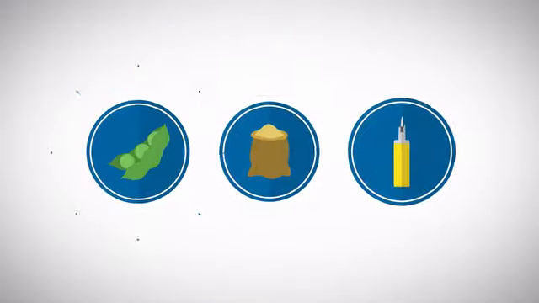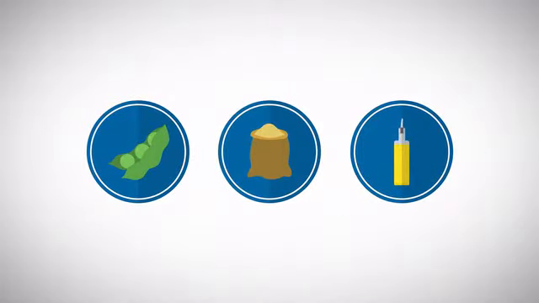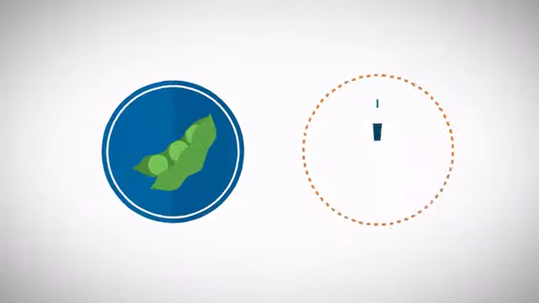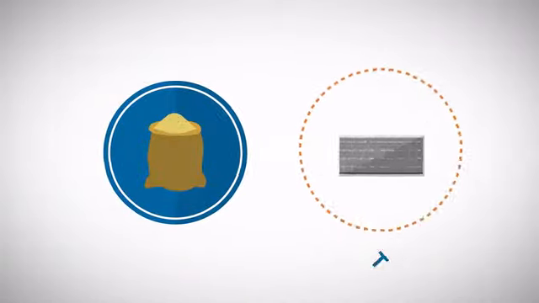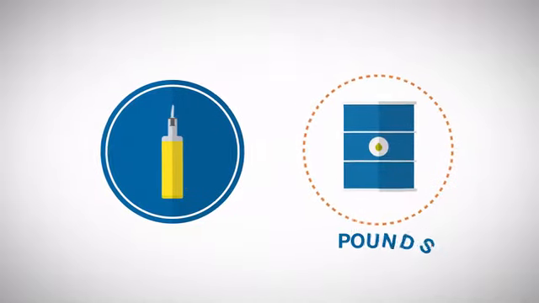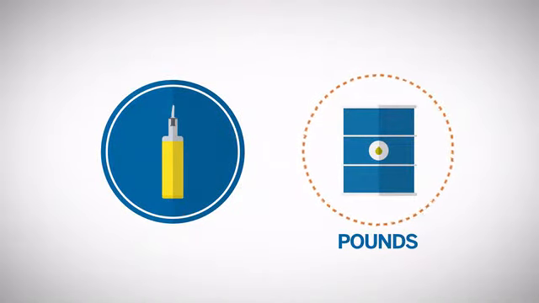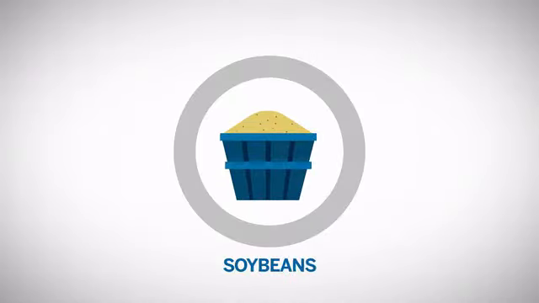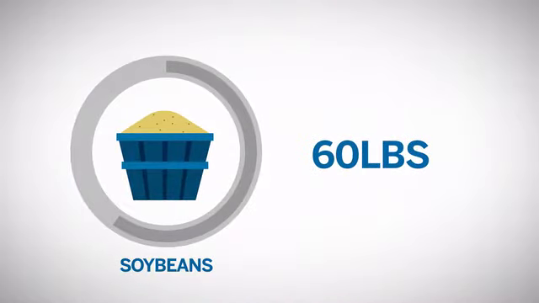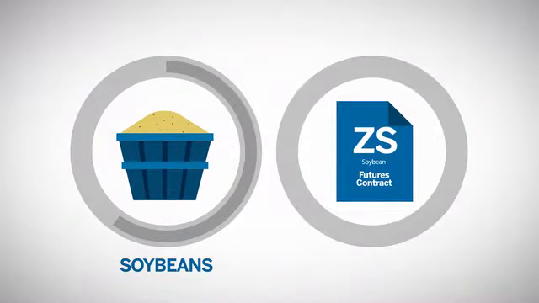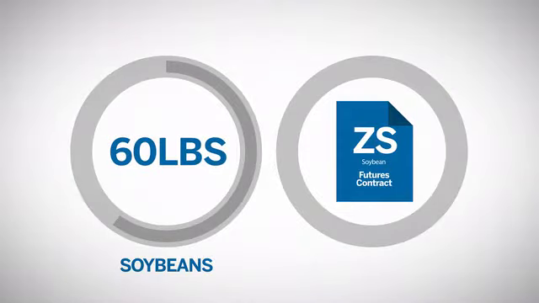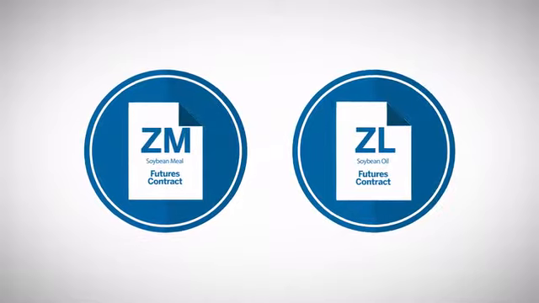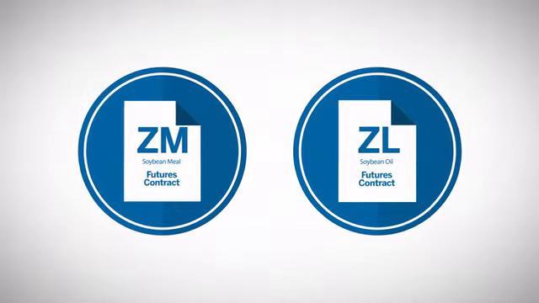First of all, soybeans, soybean meal, and soybean oil all trade in different units. Soybeans trade in bushels. Soybean meal trades in tons. Soybean oil trades in pounds. So in order to perform an accurate calculation, the prices of the three commodities need to be converted to a common unit. A bushel of soybeans weighs approximately 60 pounds. Since soybean futures are priced per bushel, we can alternatively think of the soybean futures price as the price per 60 pounds of soybeans. Then a conversion factor is applied to the futures prices of soybean meal and soybean oil.